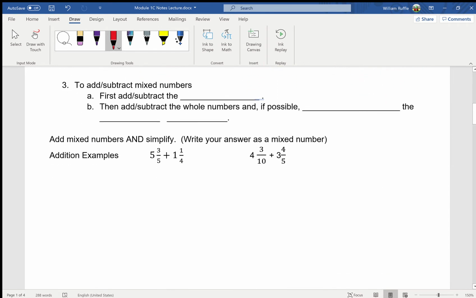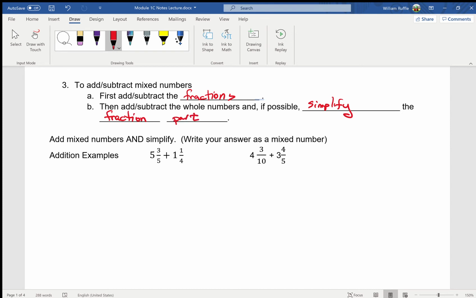To add and subtract mixed numbers, the first thing we always want to do is add and subtract the fractions. And then if possible, sometimes you will have to simplify the fraction part. And sometimes you won't. So we just have to make that decision when we get there.